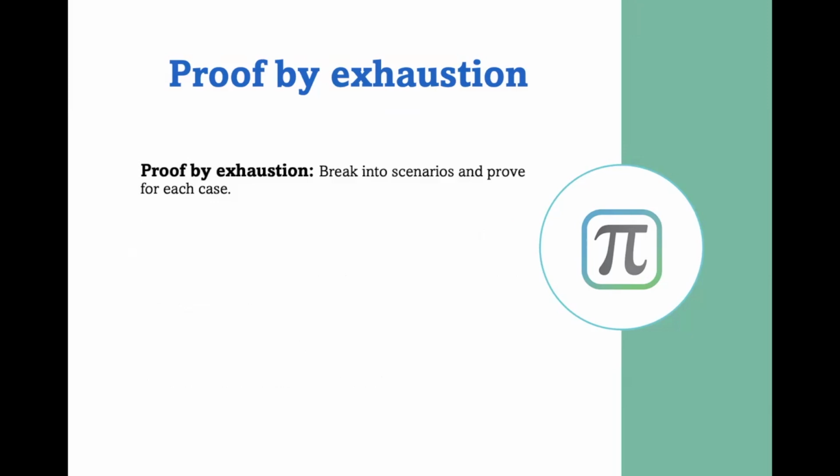The third type of proof that we're going to run through today is proof by exhaustion. And this is where we need to break our proof down into scenarios and then work through each case individually. Taking an example, here we're asked to prove that for any integer x, the value of the function f of x, x cubed plus 3x plus 5, is an odd integer.